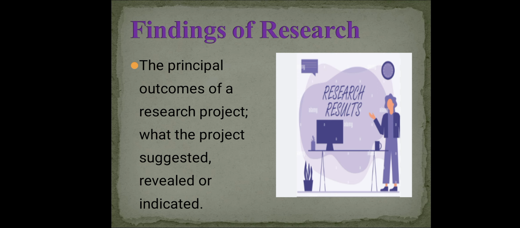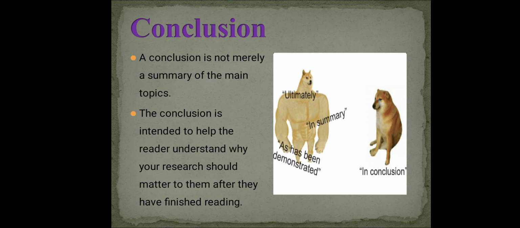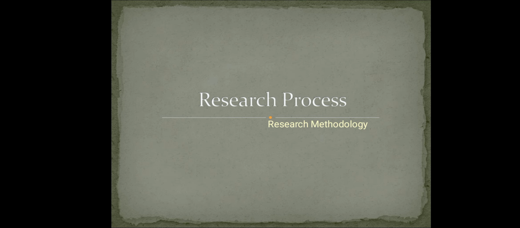Findings of research: the principal outcome of a research project, what the project suggested, revealed or indicated. Conclusion: a conclusion is not merely a summary of the main topic. A conclusion is intended to help the reader understand why your research should matter to them after they have finished reading. Now we see about the research process.